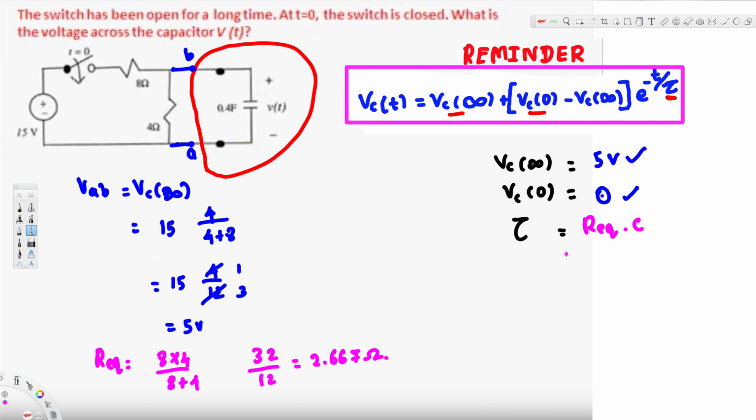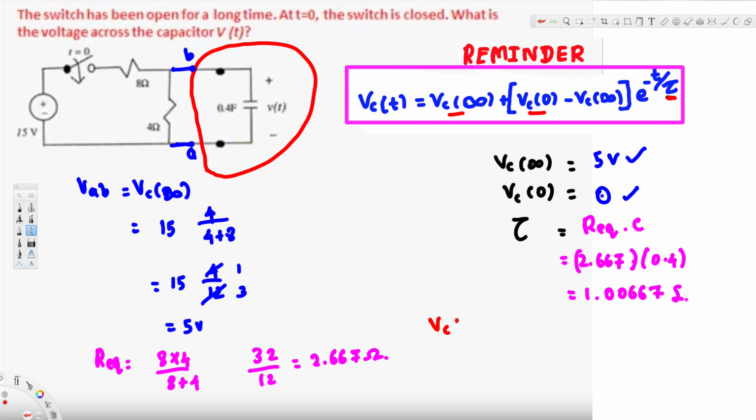Now we can go ahead and find our time constant. To find this we multiply 2.667 with the given capacitance, that is 0.4 farads. If you calculate this one you should get 1.0667. So this is our time constant and the unit is seconds. Now we can go ahead and find our final answer. So let's write our final answer.